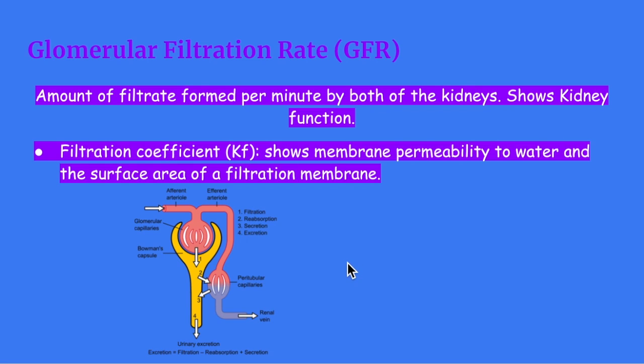Now let's talk about glomerular filtration rate. Now what is glomerular filtration rate? Well, I'm glad you asked. Glomerular filtration rate is the amount of filtrate formed per minute by both kidneys, and this shows kidney function. The filtration coefficient, Kf, shows membrane permeability to water and surface area of a filtration membrane. Now let's move over to the ThinkPad to really understand what glomerular filtration rate is.